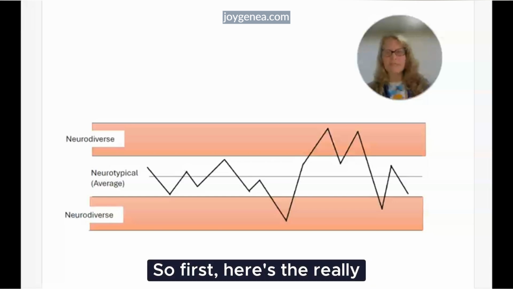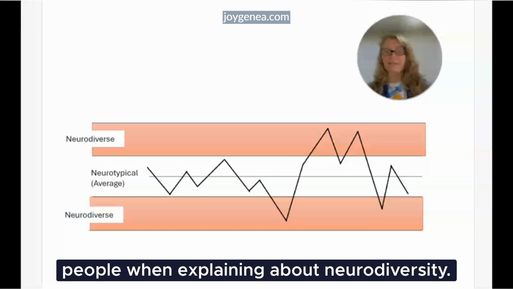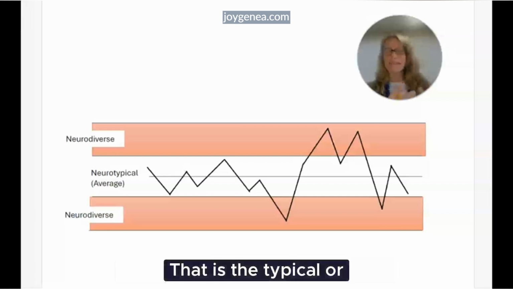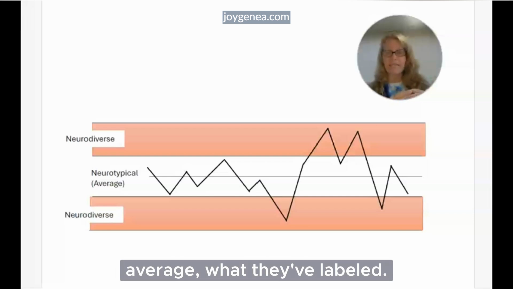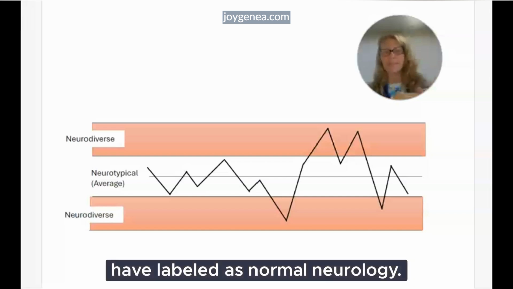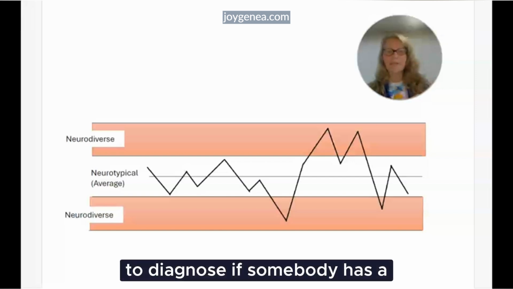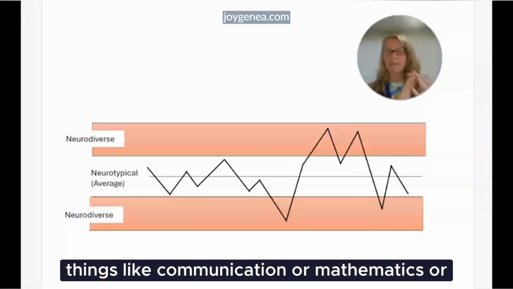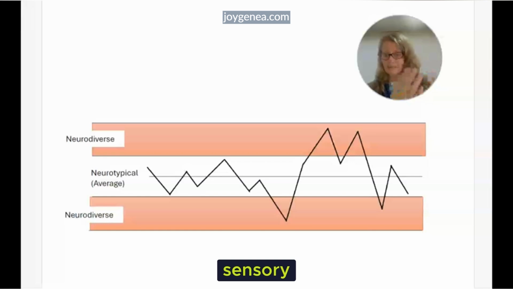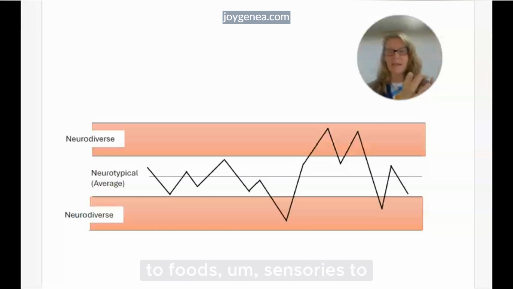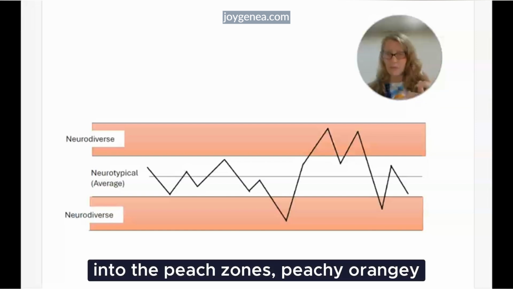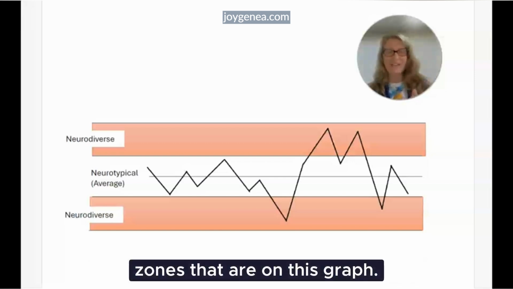So first, here's the really simple explanation that I give people when explaining neurodiversity. The center of this graph, you'll notice, is white. That is the typical or average, what doctors, researchers, and so forth have labeled as normal neurology. And when they do tests to diagnose if somebody has a neurodiversity, they have things like communication or mathematics or sensitivity to foods, sensitivity to smell, those types of things that fall above or below normal, so into the peachy orangey zones on this graph.